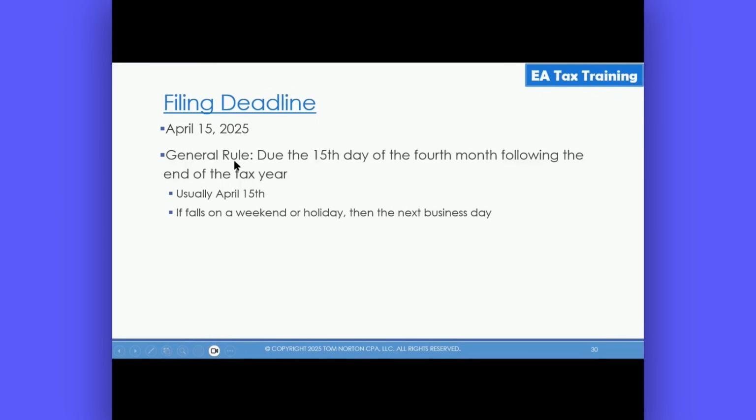So the general rule is that a Form 1040 is due on the 15th day of the fourth month following the end of the tax year. So again, that is going to be April 15th.